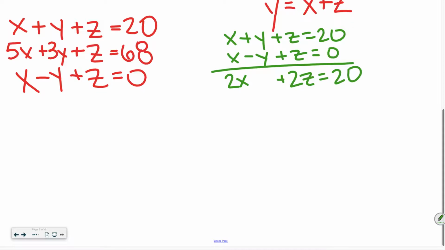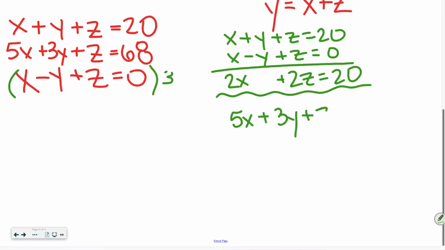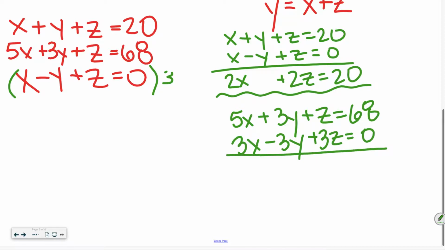Okay. Which two do you want to work with next? Second and third, which means we would have to multiply this guy by 3, right? So we would have 5x plus 3y plus z equals 68. 3x minus 3y plus 3z equals 0. So we have 8x plus 4z equals 68. Right?